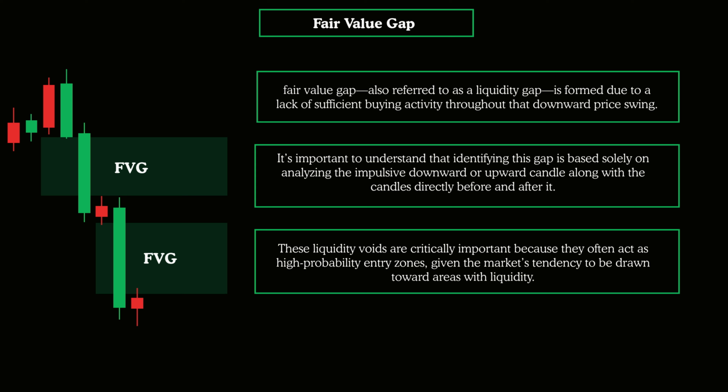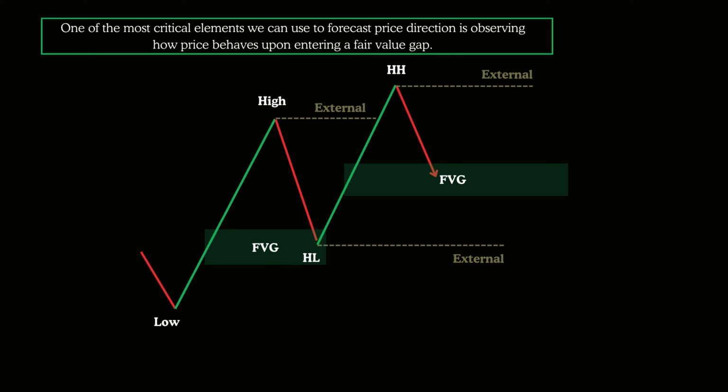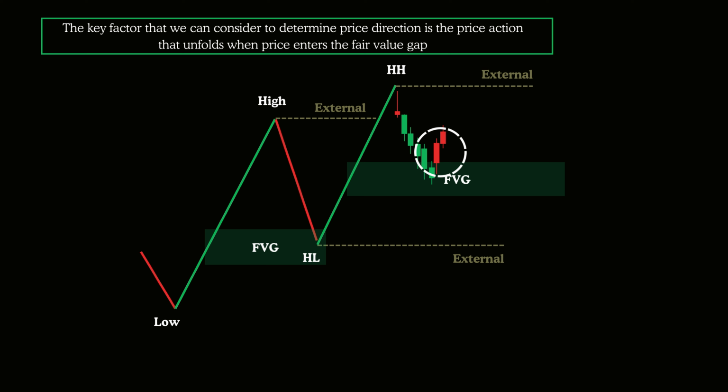Now that we've grasped the underlying psychology driving fair value gaps, let's explore how we can leverage these zones to anticipate the market's next moves and directional bias. One of the most critical elements we can use to forecast price direction is observing how price behaves upon entering a fair value gap. If the price respects this zone and reacts by rejecting to the upside, it typically signals that price intends to push higher and reach the buy-side liquidity stacked above the most recent high.